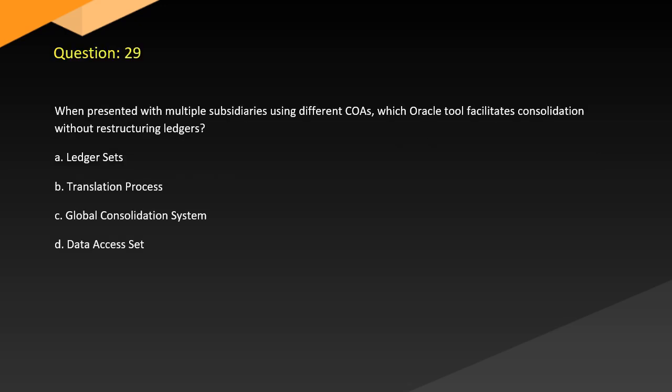Question 29. When presented with multiple subsidiaries using different COAs, which Oracle tool facilitates consolidation without restructuring ledgers? A. Ledger sets. B. Translation process. C. Global consolidation system. D. Data access set.